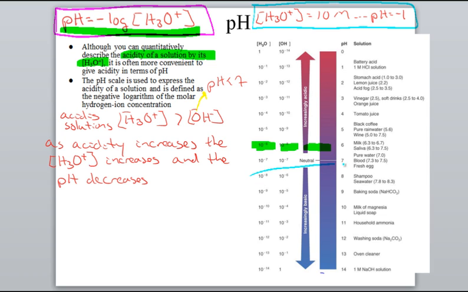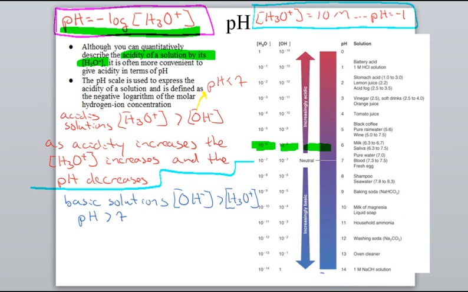When we look at the examples of solutions down here, when you have a basic solution, the pHs are above 7. So your blood, whose pH is around 7.3 to 7.5, it can vary a little bit during the day, that's considered a basic solution. The soap that you use at home, the shampoo, most of those types of products, when mixed with water, form a basic solution. Basic solutions have a lot of hydroxide ion. The concentration is relatively high compared to the hydronium ion concentration.